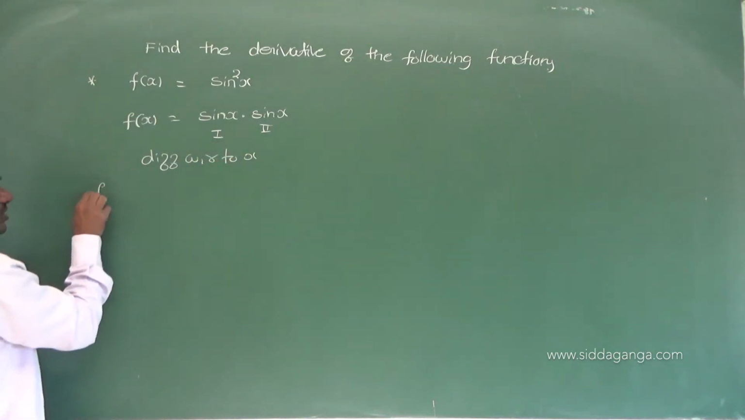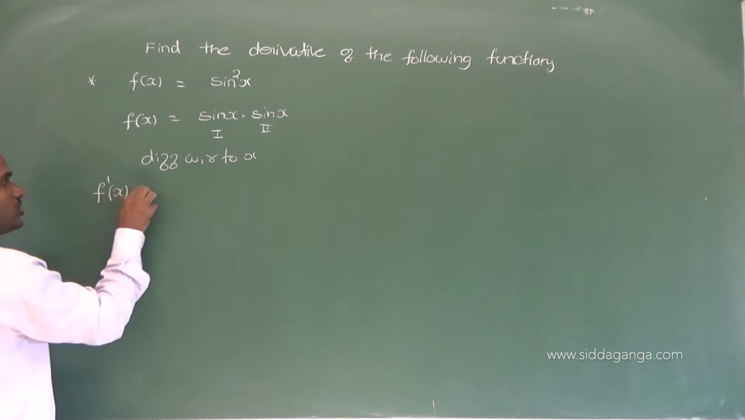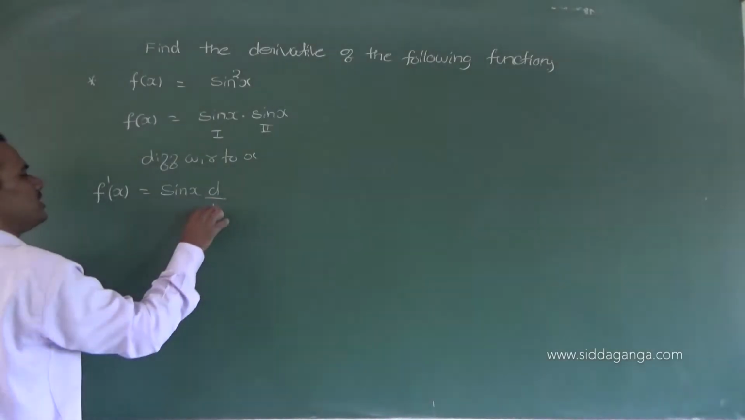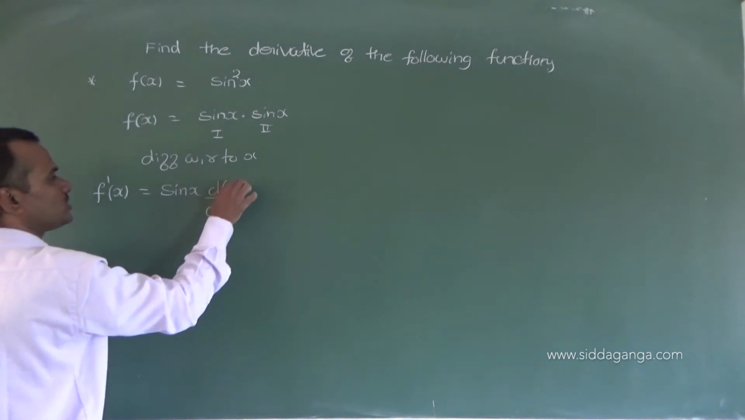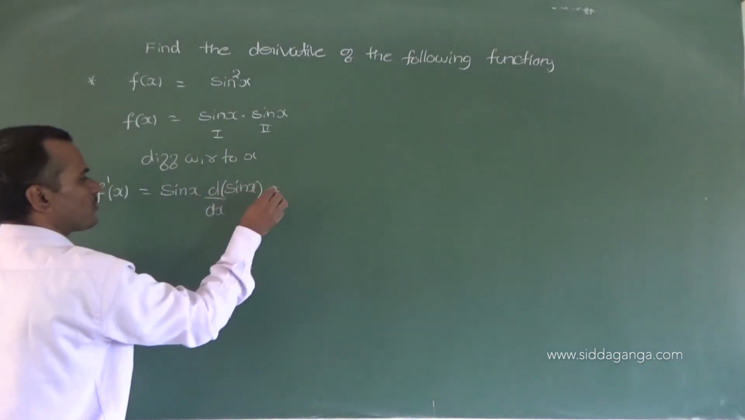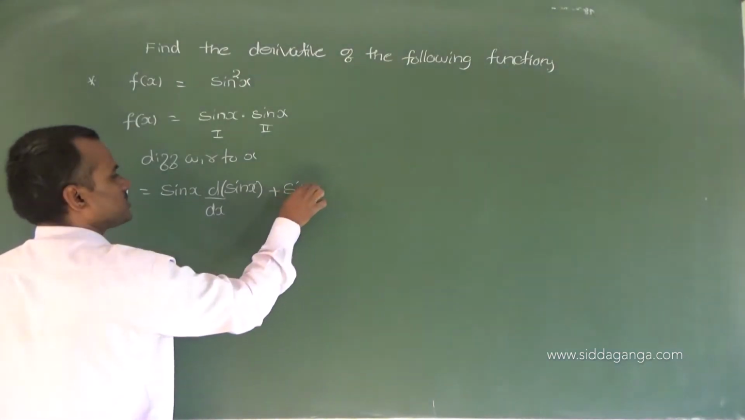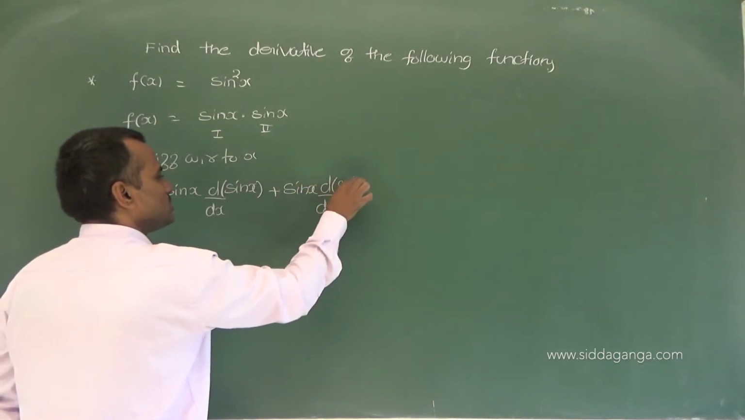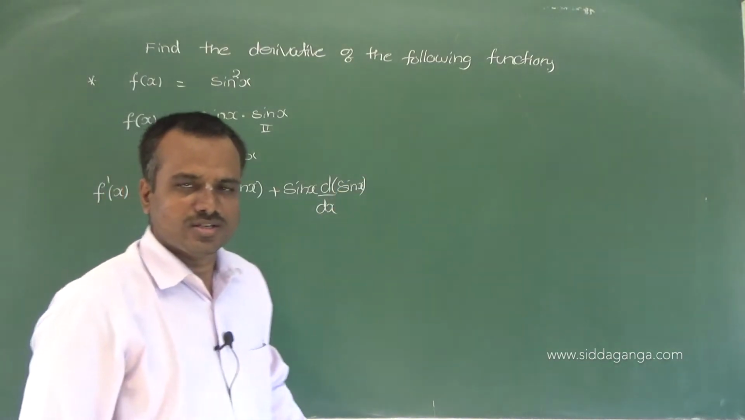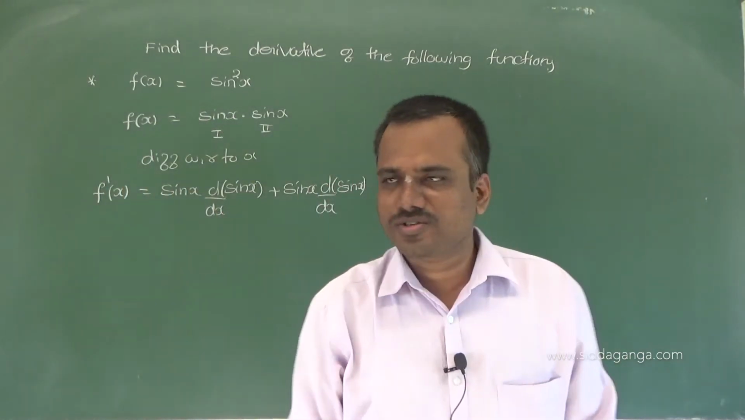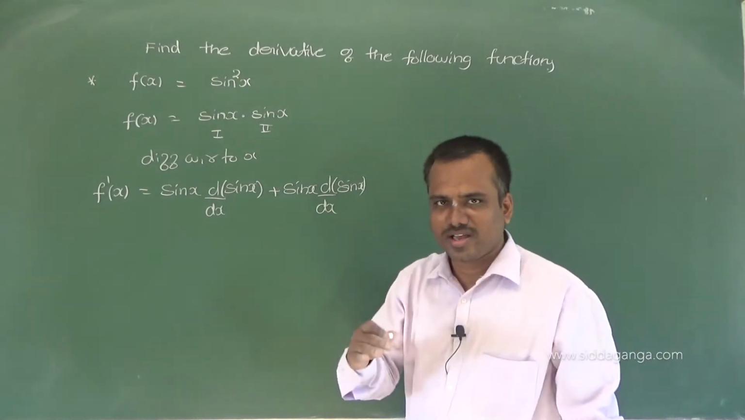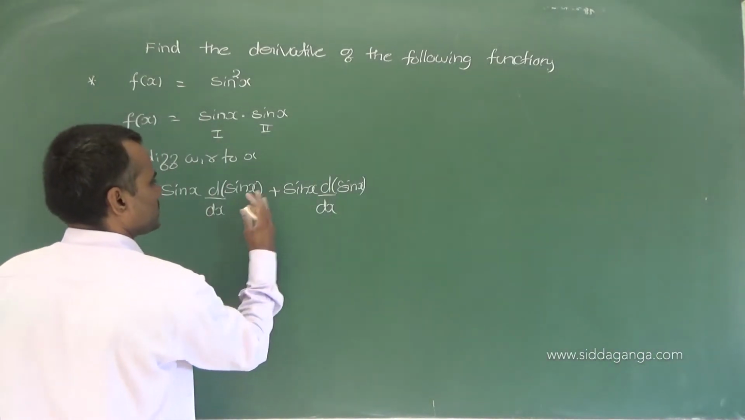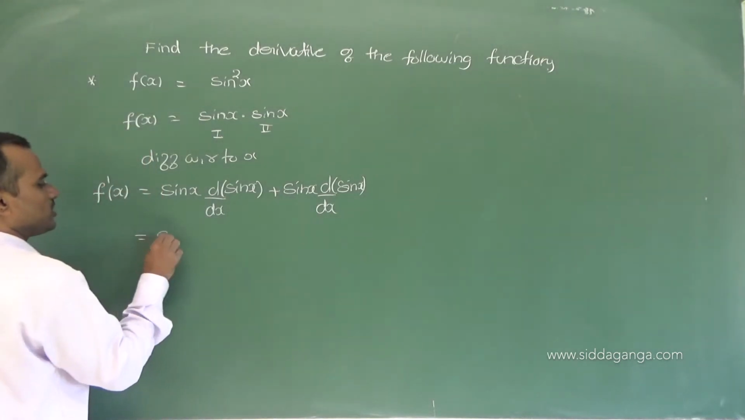Differentiate with respect to x. f of x we write as f dash of x: sin x d by dx of sin x plus again sin x d by dx of sin x. First function into derivative of second function plus second function into derivative of first function.